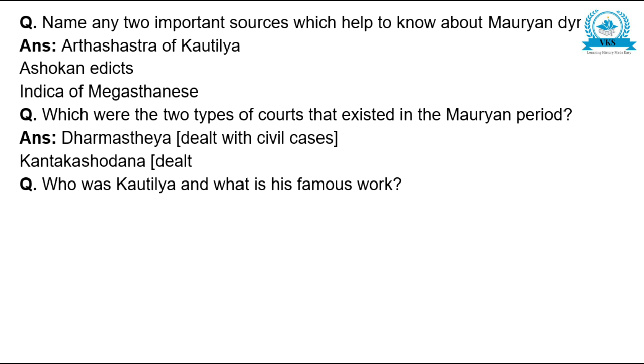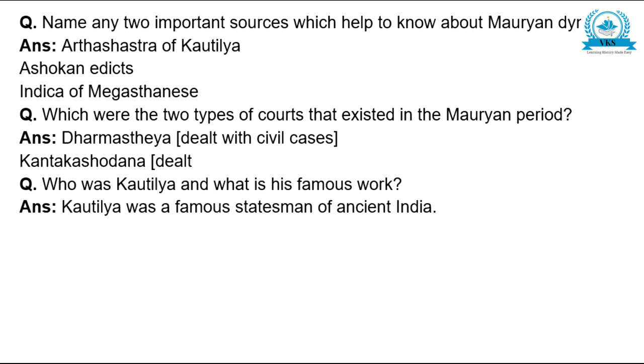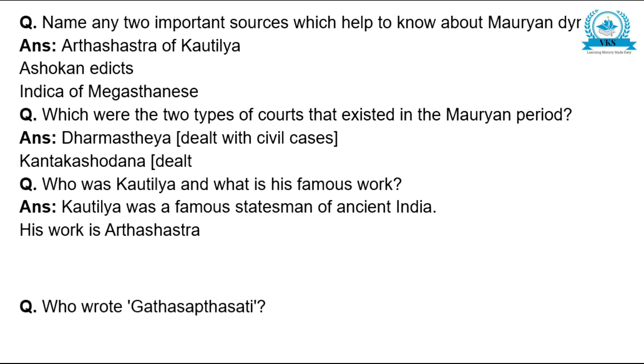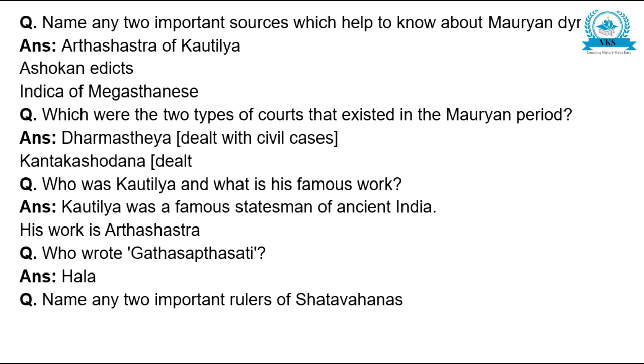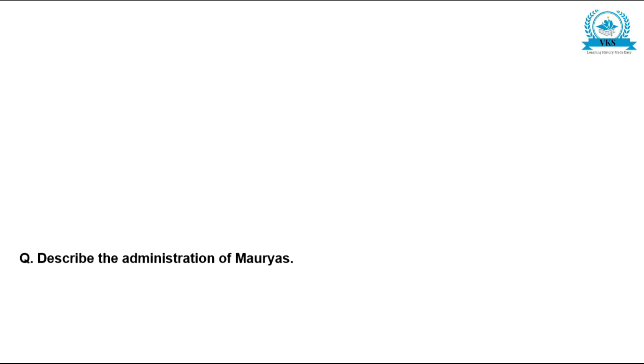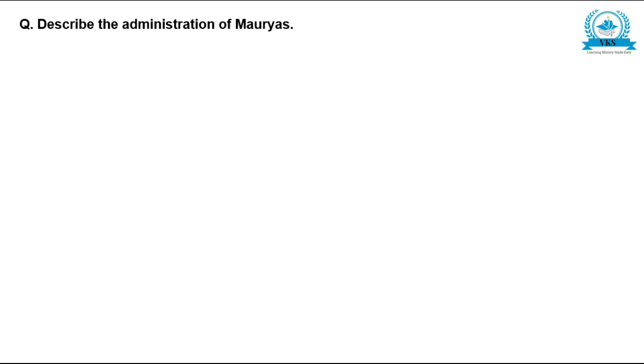Who was Kautilya and what is his famous work? Kautilya was a famous statesman of ancient India. His work is Arthashastra. Who wrote Gata Saptasati? Hala. Name any 2 important rulers of Shatavahanas? Hala and Gautamiputra Shatakarni. Now let us move on to the long answer questions.